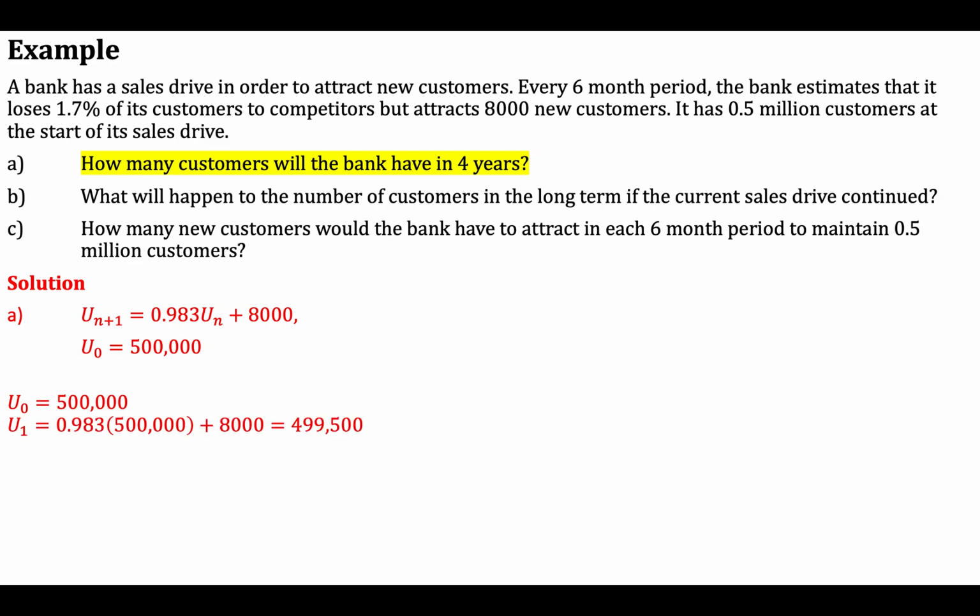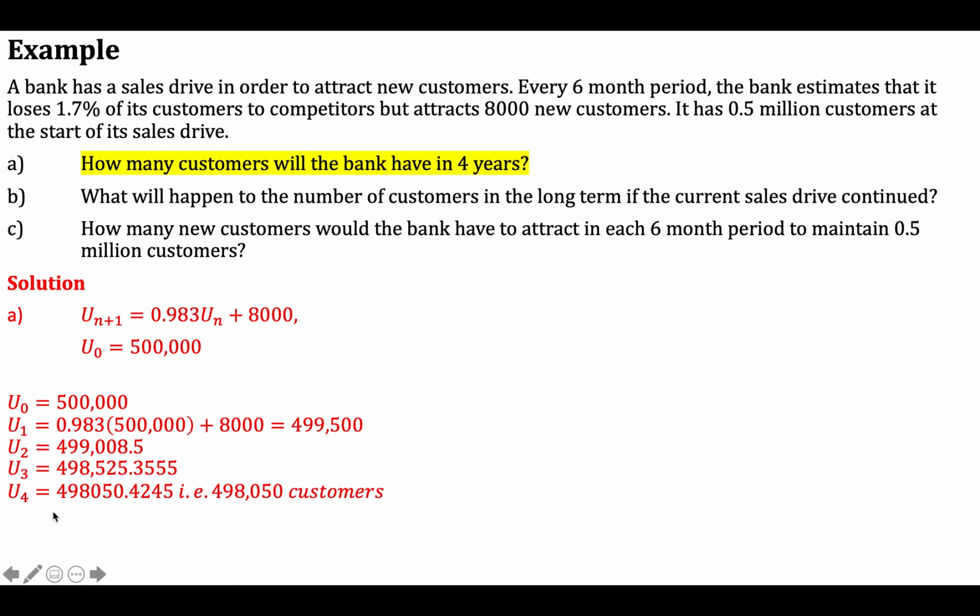For U1, we take our recurrence relation and substitute U0 in. So 0.983 multiplied by 500,000 plus 8,000 is 499,500. Do the same for U2, U3 and U4. Now you'll notice for U4 we do get a decimal here, but we have to round down because we can't get 0.4245 of a customer. That doesn't make sense. So our final answer is 498,050 customers.